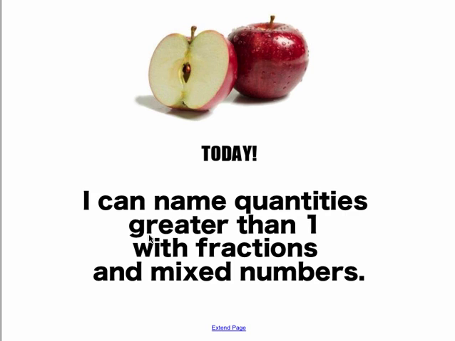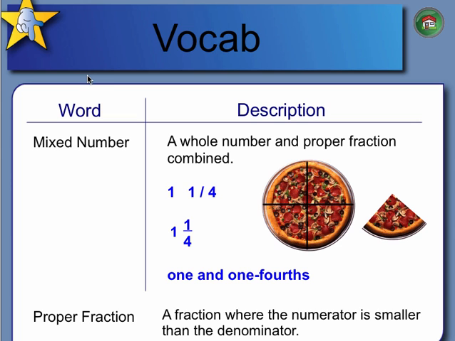Today, your learning target is I can name quantities greater than 1 with fractions and mixed numbers. Let's take a look at our vocabulary. A mixed number is a whole number and a proper fraction combined. So a whole number and proper fraction put together.